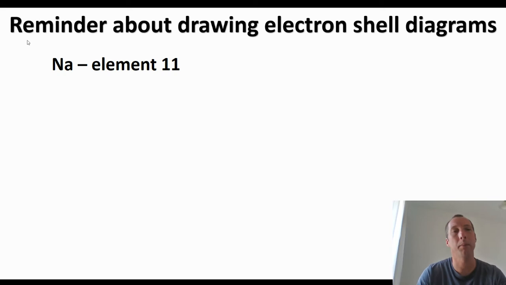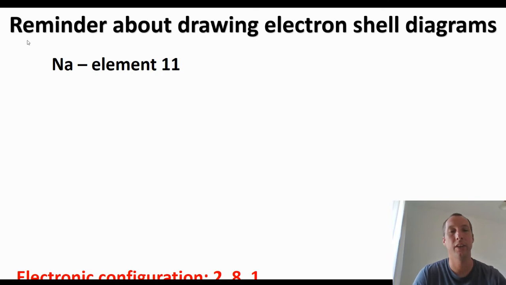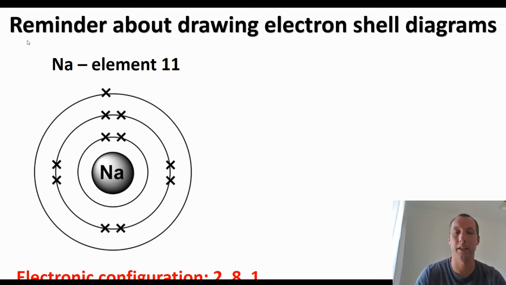So we have to remember the rules about where electrons go. You can only have 2 electrons in the inner shell, 8 in the next shell, 8 in the third shell as well. Because we've got 11 electrons here, we're going to put 2 in the first shell, 8 in the second shell, and that leaves 1 left over, and we draw it like this.